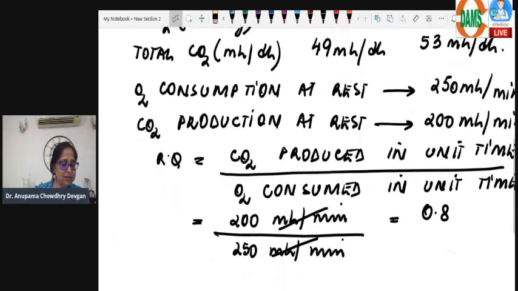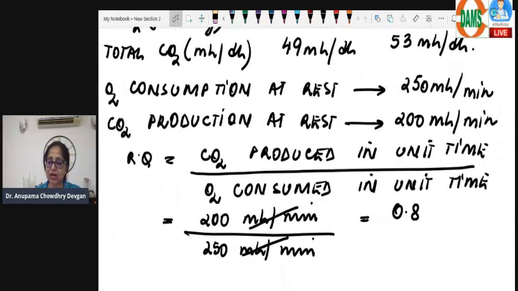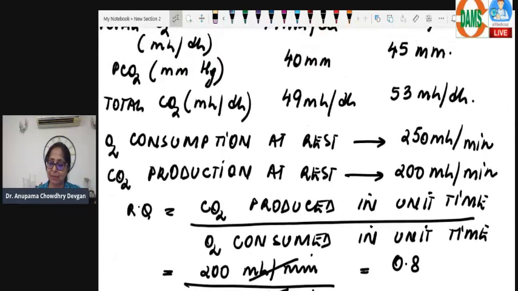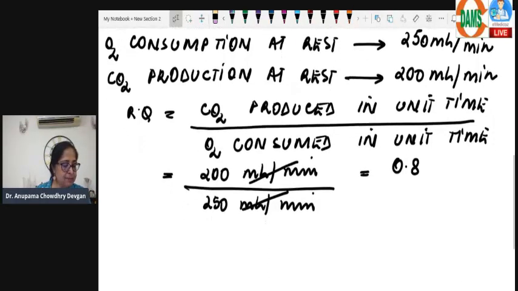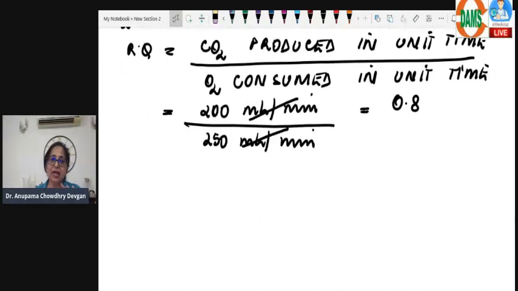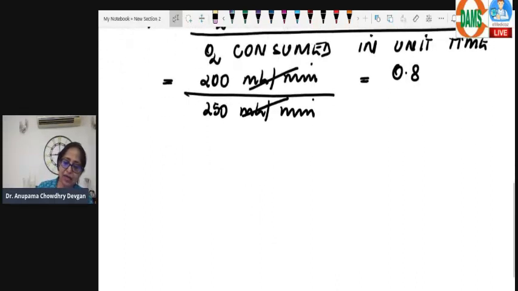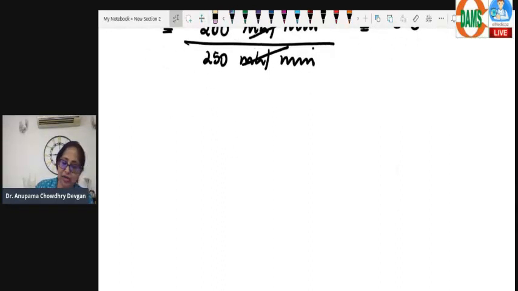How much is the oxygen consumption at rest? Oxygen consumption at rest is 250 ml per minute. CO2 production at rest, 200 ml per minute, giving you an RQ of 0.8. I told you that we consume more oxygen as compared to CO2 produced in unit time when we are on a mixed diet. RQ, if you are only taking carbohydrates, then CO2 produced will be equal to the oxygen consumed, right? So this is as far as your standard values are concerned.